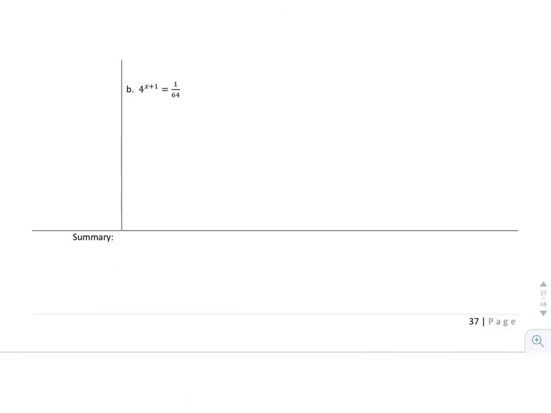So for this last example, hopefully you realize that we have a 4 as a base and then a fraction. So we're going to have to rewrite those. 4 and 64 can both be rewritten with bases of 2 and with bases of 4. So to start, I'm going to solve it by rewriting 1/64 with a base of 4.